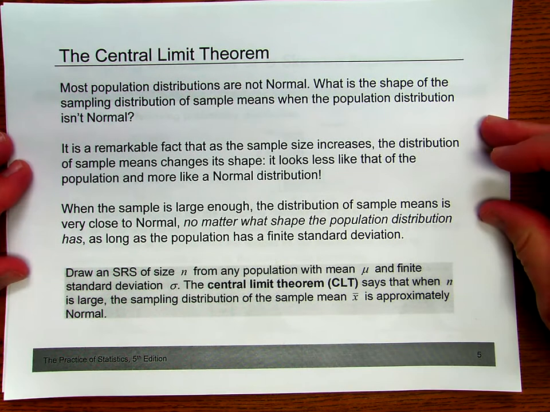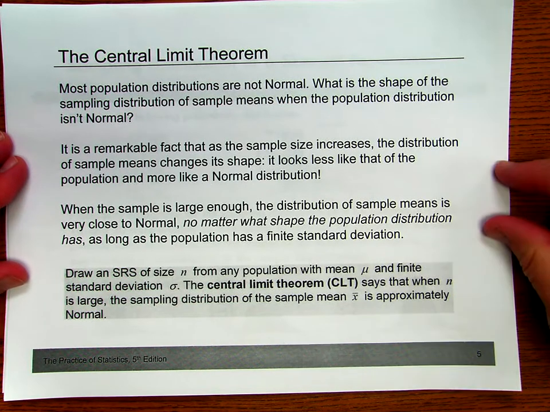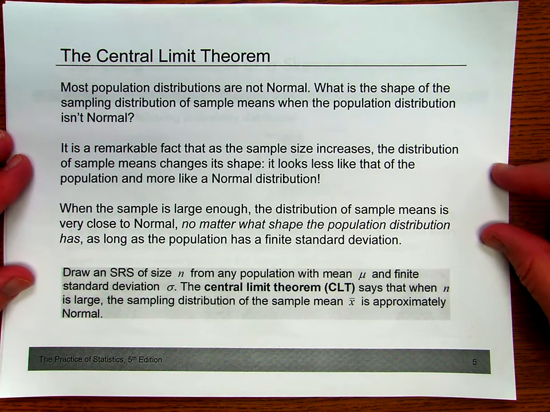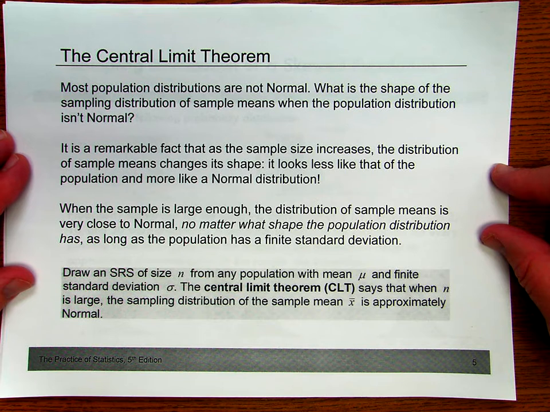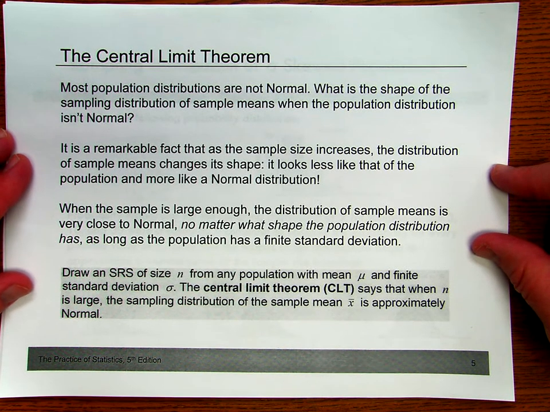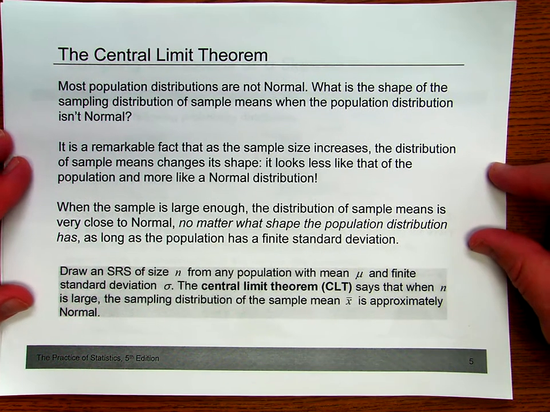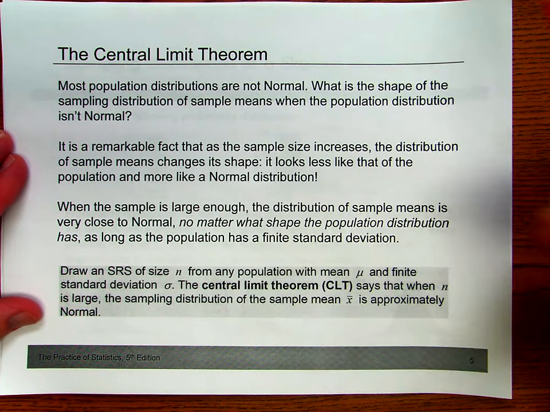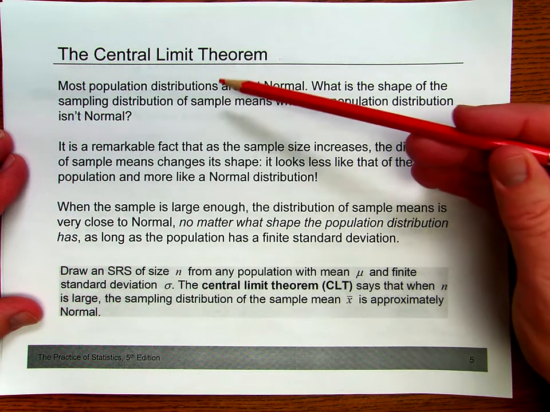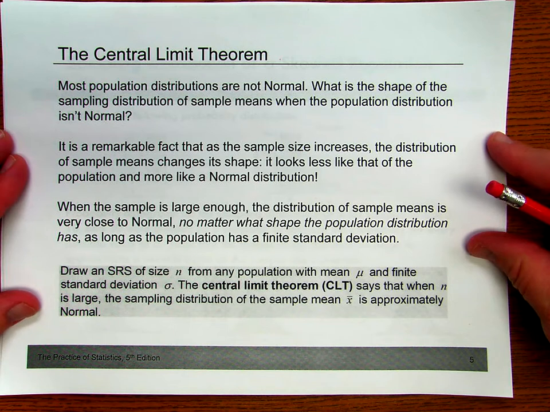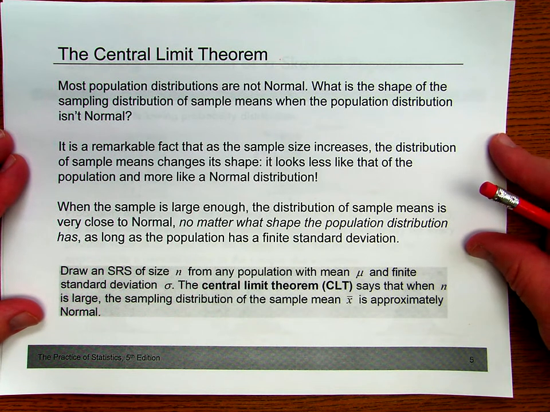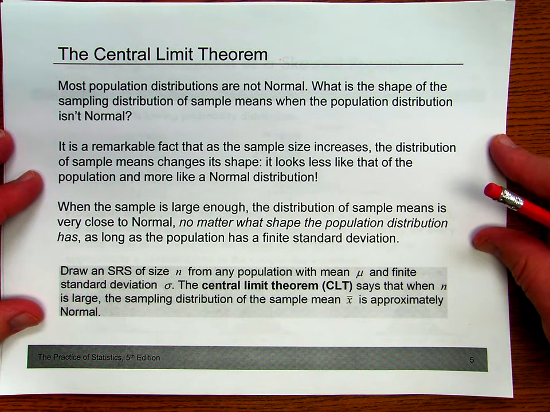All right, so before we get into reading this slide, the important thing is we know if the population distribution is normal, the sampling distribution of X bar is normal regardless of the sample size. Okay, well, what if the initial population isn't normal? I'm going to get into something that's really important to the class, something known as the central limit theorem. Most population distributions are not normal. So what is the shape of the sampling distribution of sample means when the population distribution isn't normal?